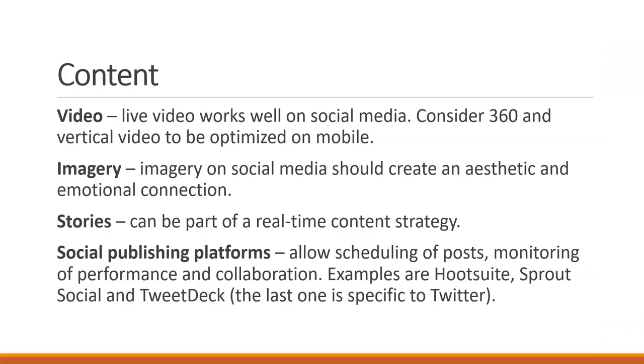What kind of content do we want to create? Video and photos are the two most popular kinds of content. So consider different kinds of video. One thing is that vertical video is becoming more and more popular because our cell phones are usually a vertical device unless we turn them on their side. So vertical video is one thing that is looking to be optimized on mobile platforms. We can create great visuals, and we can create stories.